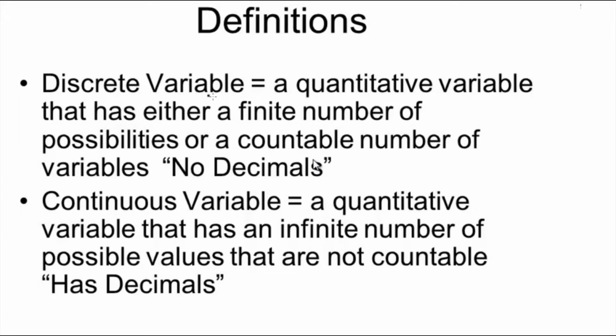Definitions. Discrete variables: a quantitative variable that has either a finite number of possibilities or a countable number of values, no decimals. Continuous variables: a quantitative variable that has an infinite number of possible values, has decimals. This is the main thing we can differentiate quickly: has decimals or no decimals. Discrete, no decimals. Continuous, has decimals.